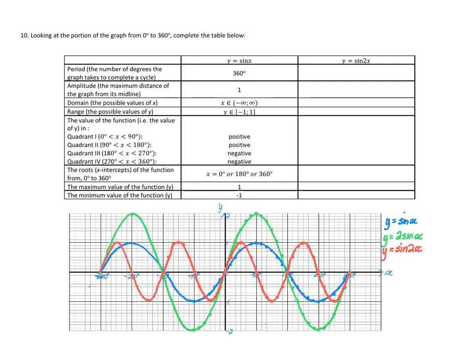Once again, you have the table where the key features of y equal to sine x are given, and you've got to work out whether the features have changed when you changed the function to y equal to sine 2x. The period we've already talked about, it's 180 degrees. The amplitude is 1. The domain is the same. We haven't changed the amplitude, so the range stays the same.